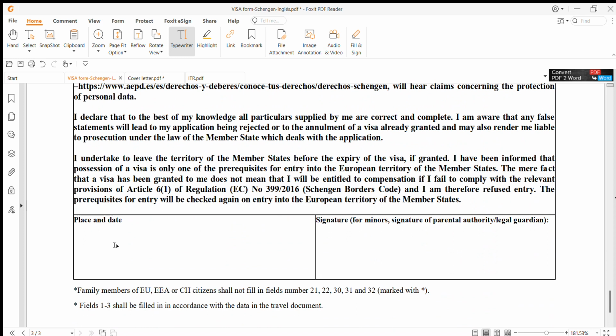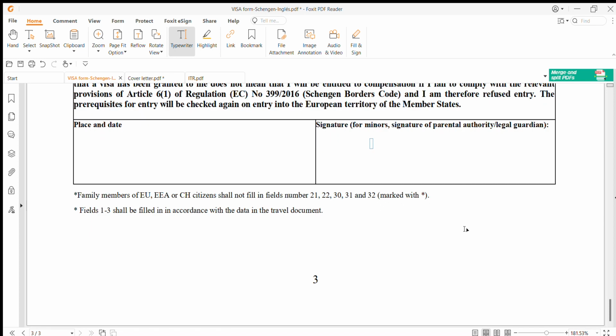So place and date, of course for me Kanpur, and then date, signature of minor's parent. So here you can sign it, and for the minor's parent also. Okay, so I'm done with this visa form, and this was it, right?